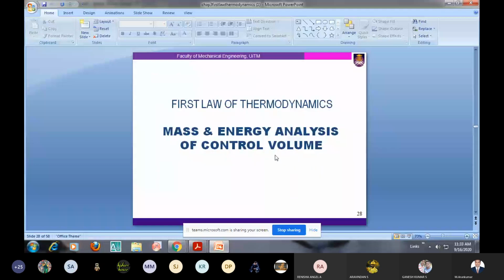Then this is the important chapter: first law of thermodynamics for mass and energy analysis of control volume processes. You know, a control volume process is an open system. For an open system, we can transfer mass and we can transfer energy, right? So that can be called a control volume system. So we can control the volume of the system.